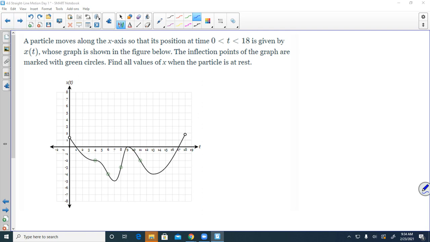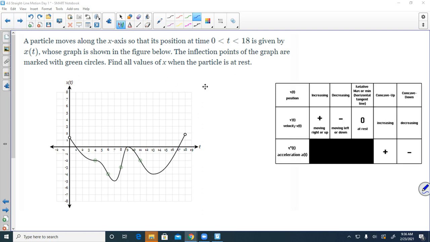And then another one. This time I have the graph of position, and I want to know when the particle is at rest. So I go to my chart. Okay, so I know the particle is at rest when the velocity is 0. However, I don't have the velocity graph. I have the position graph. So that means I need to look at what that would look like on the position graph. That would look like either a relative maximum or a relative minimum, anywhere there's a horizontal tangent line.